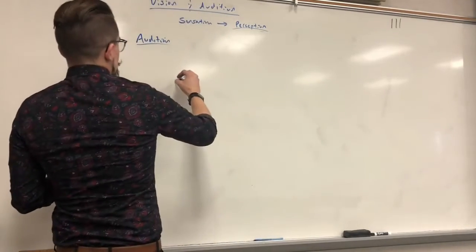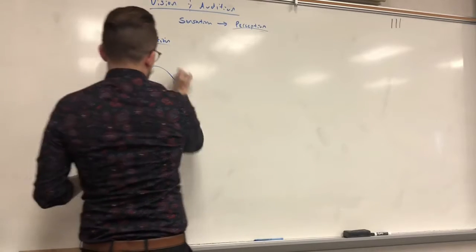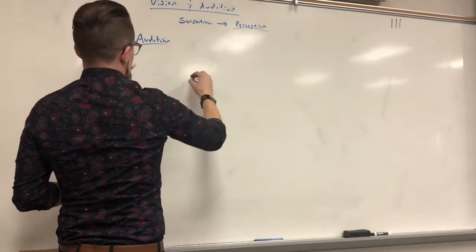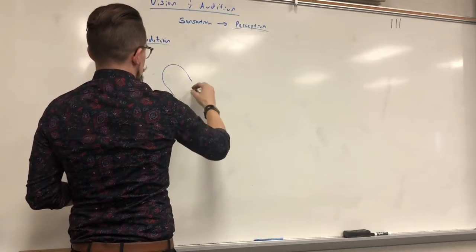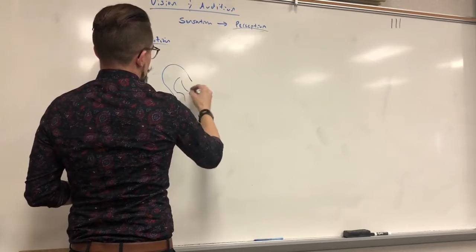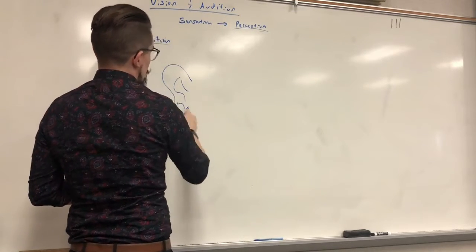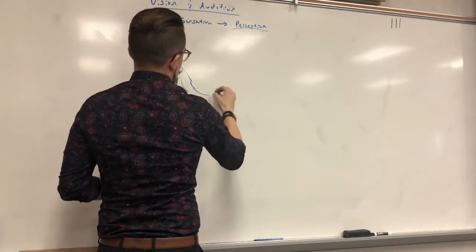All right, audition. That's a terrible ear. It's like an elephant ear. That's more human-ish. There you go. Good enough. That's an ear with a big lobe. All right. Goes on in.